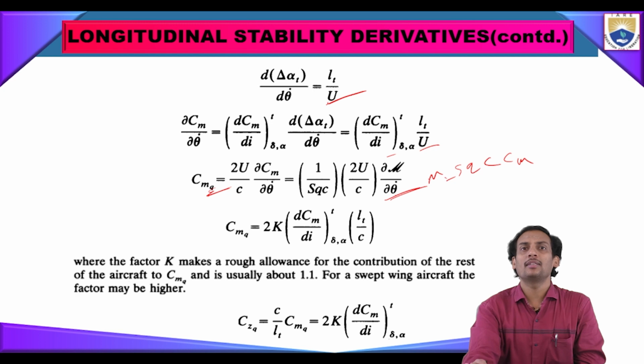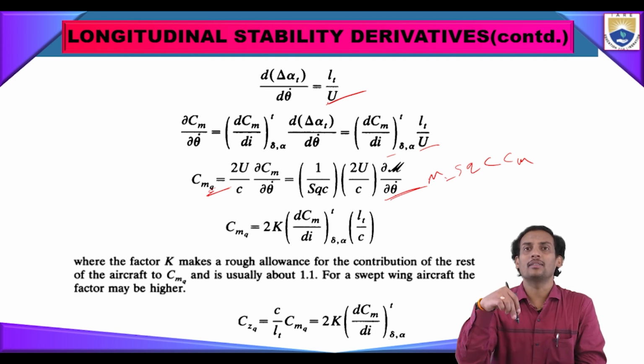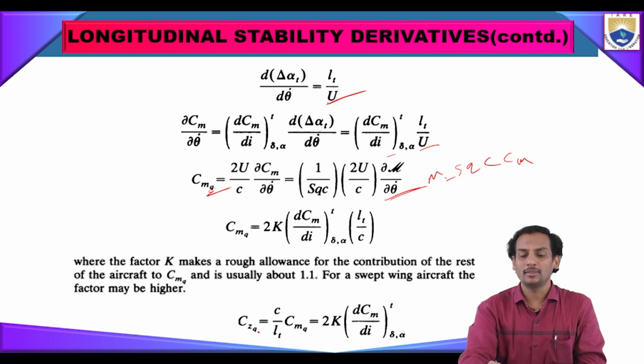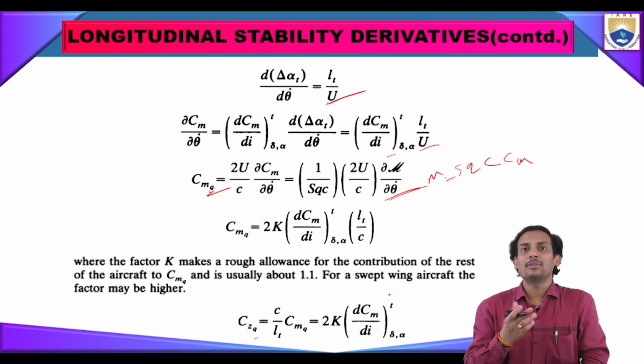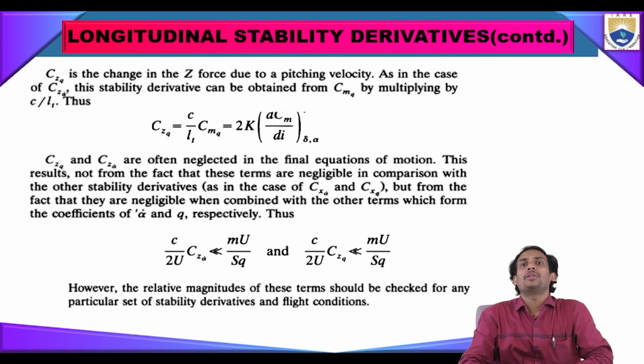So for the swept wing, this value will change. The same as for CZQ also. So CZQ is what? C by LT into CMQ. So CMQ we have already got. So that will be like what? 2k into dCm by di into alpha t at t. So this is for CZQ.